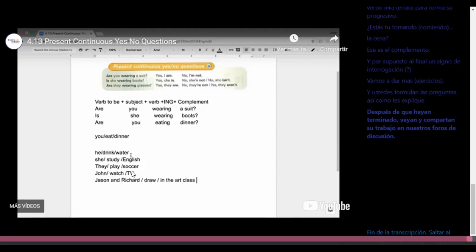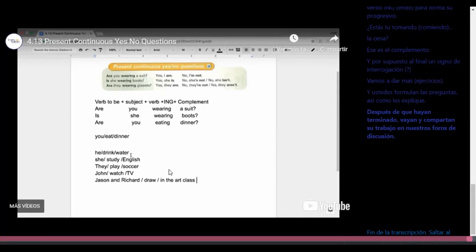A ver, me ayuden acá con esta. They play soccer. Sería present continuous, are, just no question. Are they playing soccer? Affirmative. Yes, they are. Correct. Yes, they are. Hasta ahí. All right, siguiente.